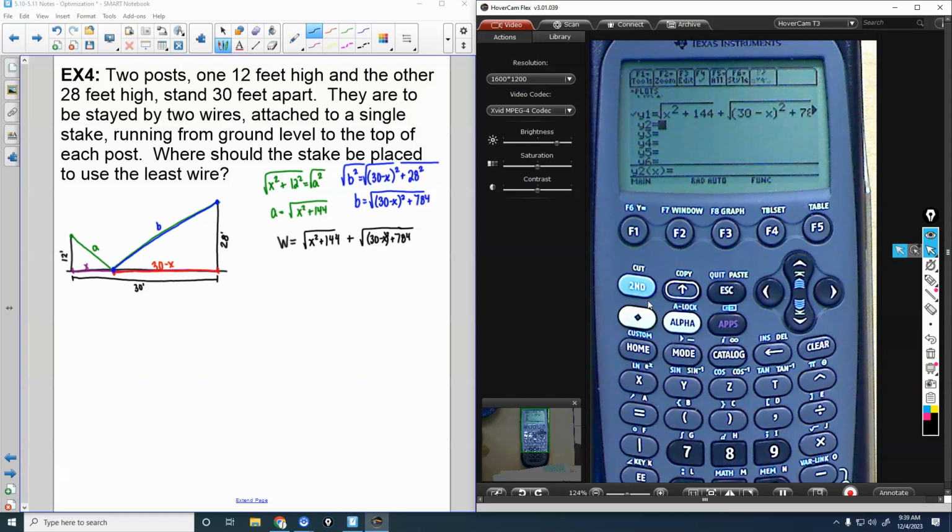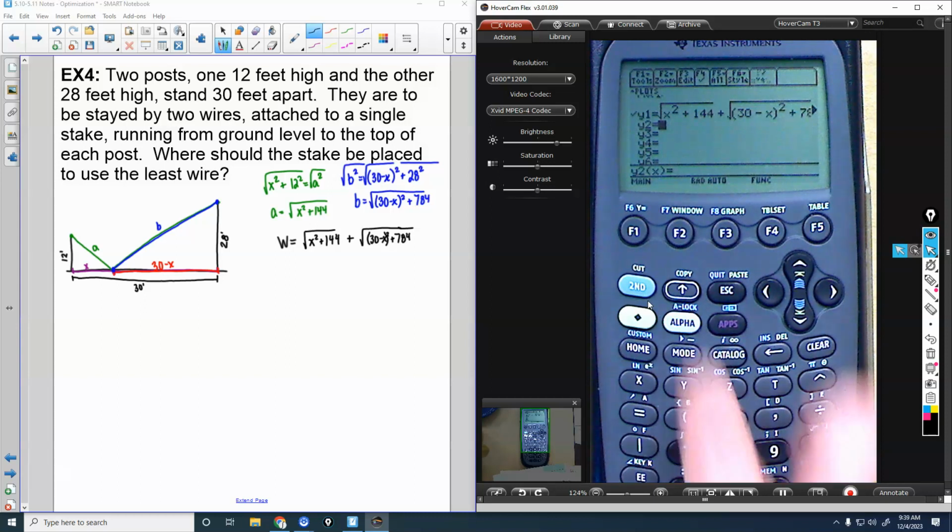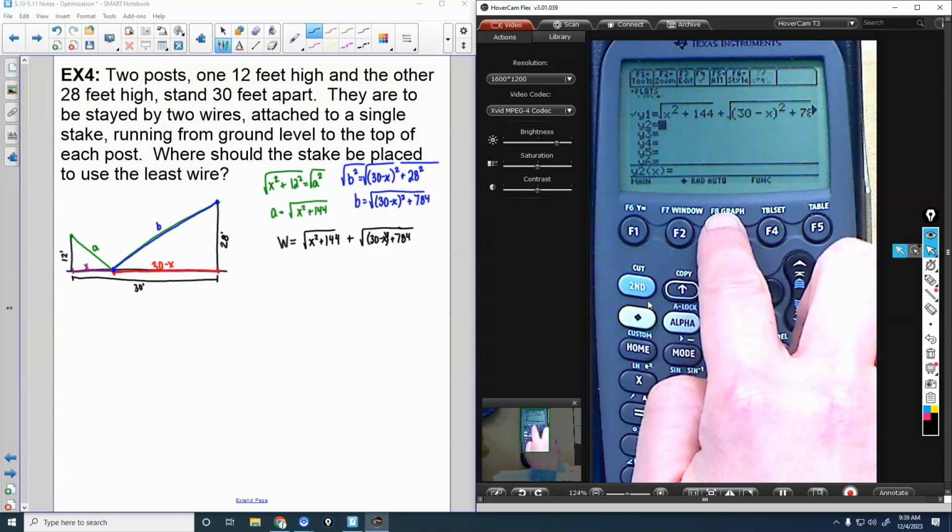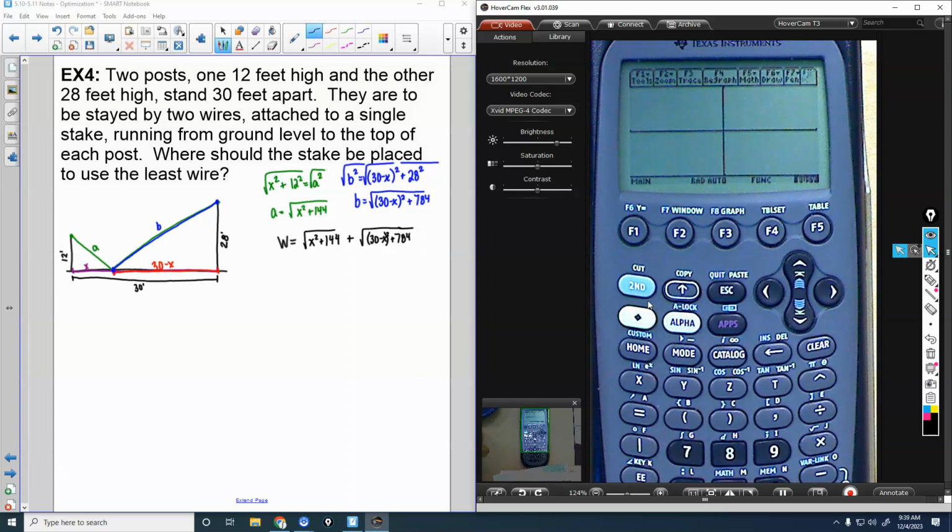It's crazy to think that at one point they would have done that. But we can graph this on this calculator, so we're not going to do the derivative for this. So if I go to the graph, now part of the problem is getting the window right on this.